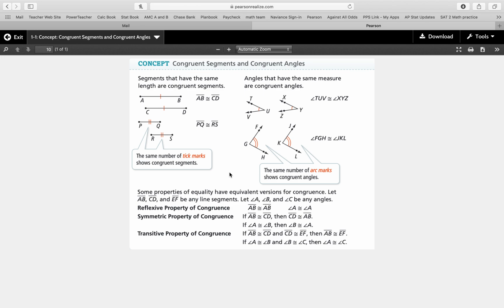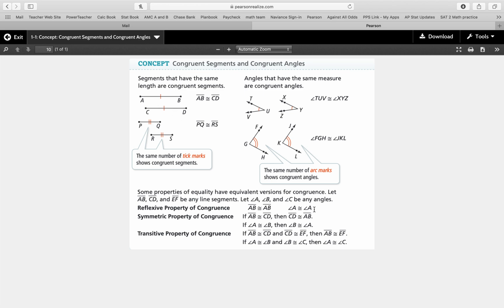Okay? So these 3 properties are going to be used a lot. So we have first the reflexive property. The reflexive property says that AB is congruent to AB. So here, this line, AB, is congruent to itself. Well, that makes sense. Okay, it has to be congruent to itself.